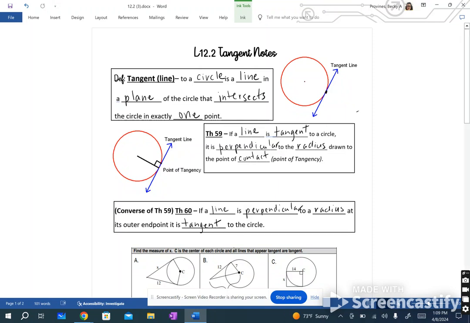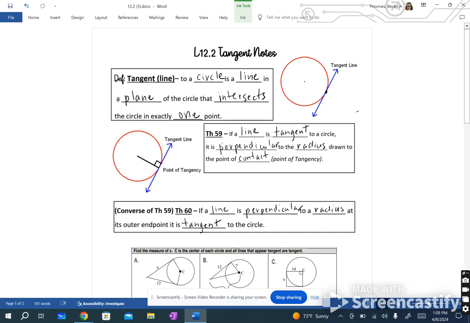So the definition from the book is a little confusing, and we'll go ahead and read it. It says a tangent line to a circle is a line in a plane, so we know it's a flat surface, of a circle that intersects the circle in one point. So again, don't overcomplicate it. It's one line that touches at one point.